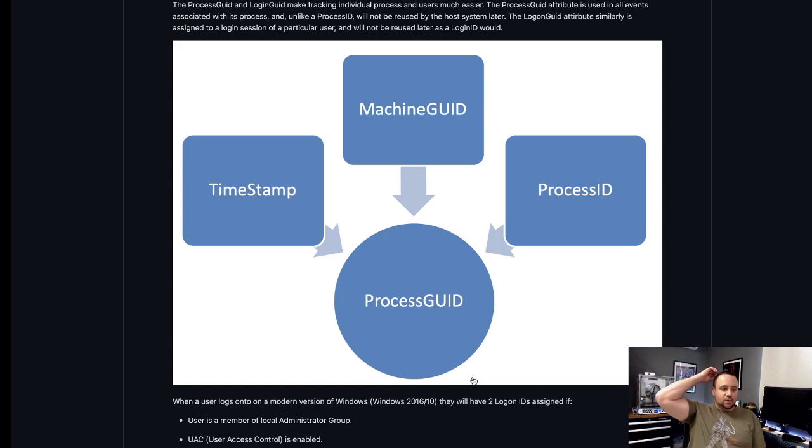Sysmon will create that GUID by grabbing the process ID at the time, the machine GUID and the timestamp, and will recreate a single GUID that is unique to that process on that system during the lifetime of that process. What happens if I have a Notepad and I close it, open it again, close it, open it again? More than likely by the third, fourth, fifth time, it's going to have the same PID.